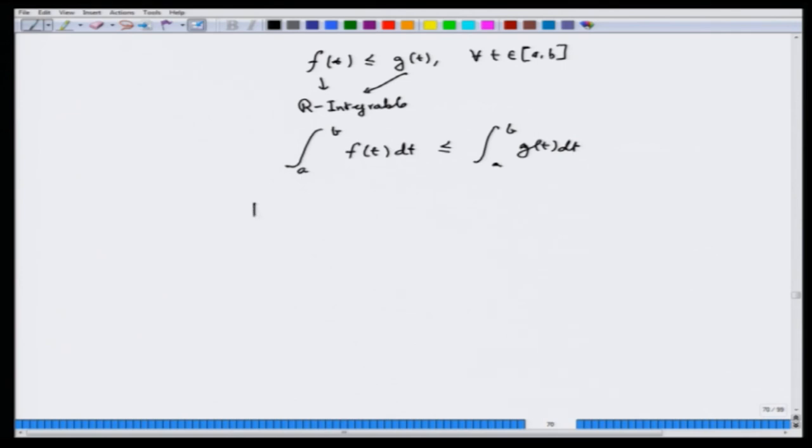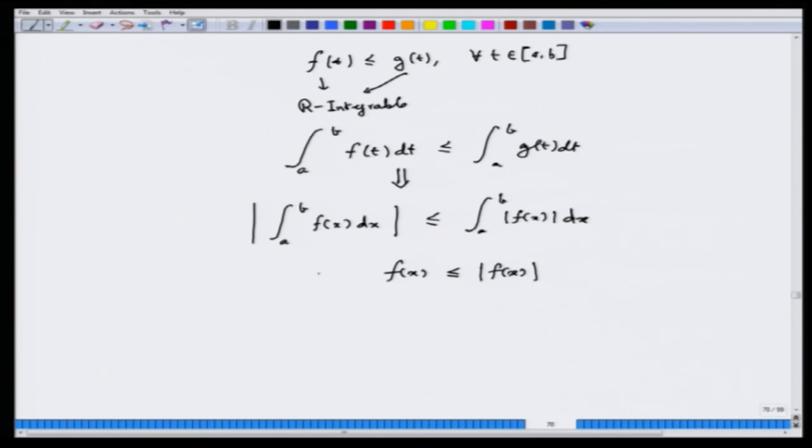And also you will have the following property, which is a consequence of this. This happens because f(x), it does not matter whether it is plus or minus, is always less than or equal to the modulus of f(x). So if f is a bounded function, then mod f is a bounded function, and if f is integrable, then mod f is also integrable. And that is why this happens.